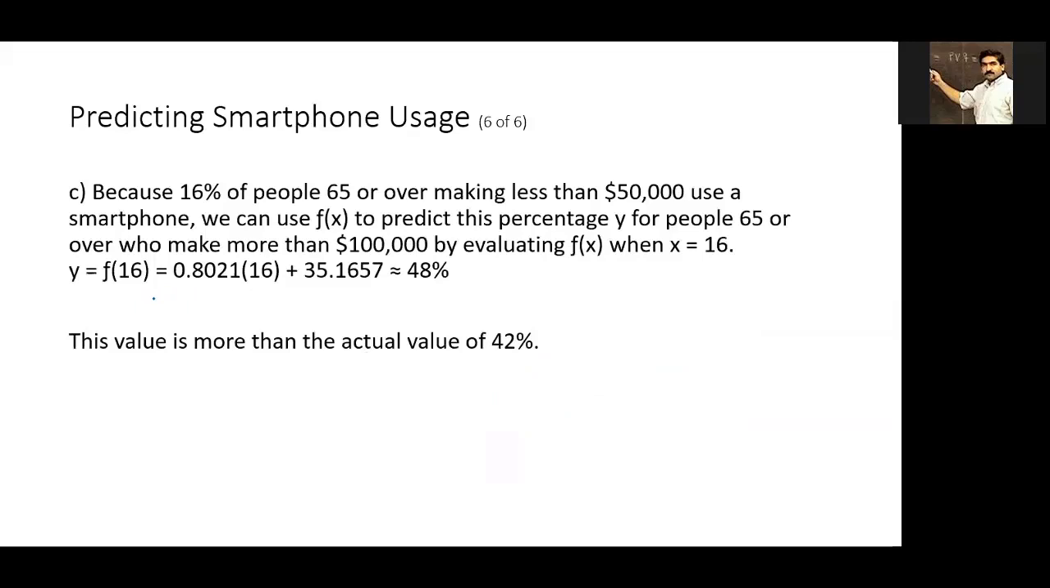So for part C, because 16% of people 65 years or over who make less than $50,000 use a smartphone, we can use f of x to predict this percentage y for people 65 years or over who make more than $100,000 by evaluating f of x where x equals 16. So we want to find f of 16 using the formula that we found. We substitute 16 for each x, and that comes out to about 48%. So the value is more than the actual value of 42%.